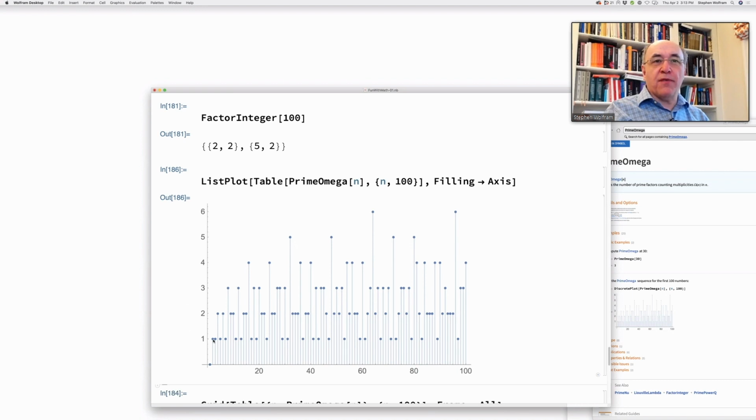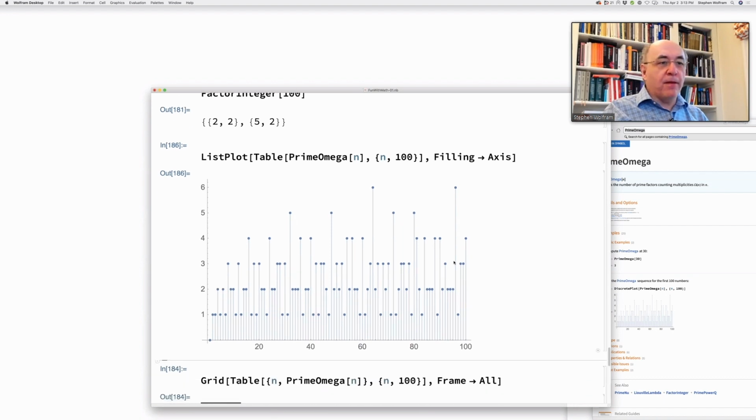Now let's try to figure out what the winners are here. What are the numbers where we multiply the most primes together? What are the numbers where this prime omega is biggest in this picture? Can we figure out what those numbers are? Anybody got a thought about that? Those numbers, in a sense, are the least prime. They're the furthest away from being prime.